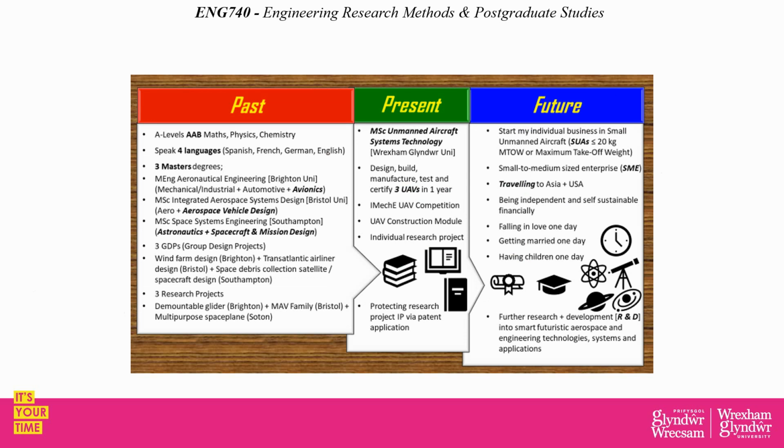Here's another student who's more understanding of where he's going. So his past, he's got some A-levels, he's already got 3 master's degrees, an MEng, an MSc, and an MSc Space Systems. He's got some group design projects that he's done, some research projects that he's been involved in. Currently, he's doing an MSc in unmanned aircraft system technology.